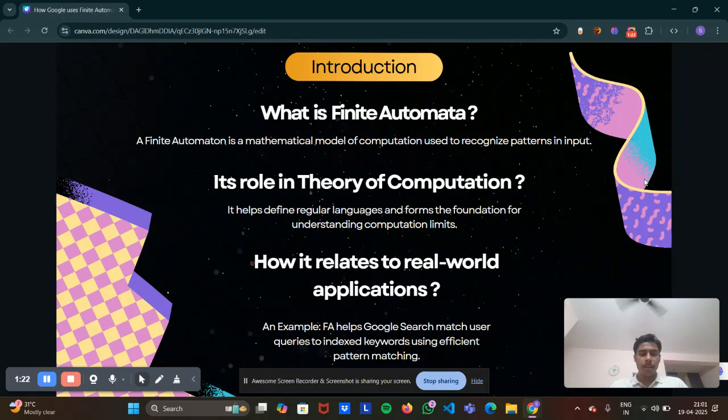This case study will explore how finite automata underlies Google's web crawling, indexing, and even early stage filtering. We will also understand the relationship between theory of computation and real world applications, especially in digital marketing and search engine optimization.